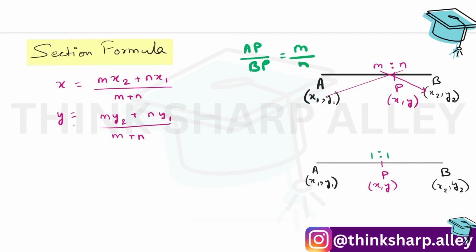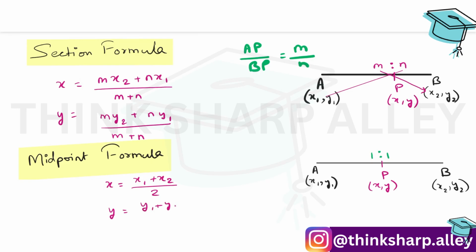So if you apply this section formula, you will get another special case which we call the midpoint formula, which is x equal to, now you know we have to cross multiply, but if I multiply 1 into x2, it's just x2, plus 1 into x1, it's just x1, because m and n's both values are 1, right? So my formula becomes x1 plus x2 by 2, and y is going to be y1 plus y2 by 2, because 1 plus 1, the sum of the terms of the ratio, is 2.